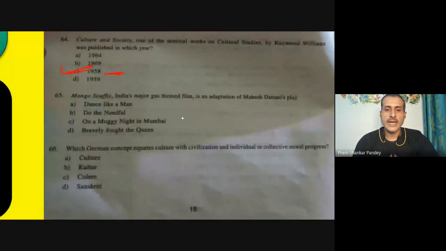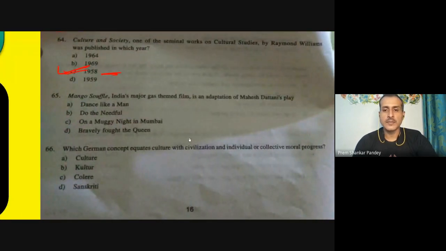Mango Soufflé, India's major gay-themed film, is an adaptation of which play of Mahesh Dattani? The options are Dance Like a Man, Do the Needful, On a Muggy Night in Mumbai, Bravely Fought the Queen. This movie premiered in the year 2002. The film stars were Atul Kulkarni and Rinke Khanna. It was promoted as the first gay male film from India, and was adapted from Mahesh Dattani's own successful play.